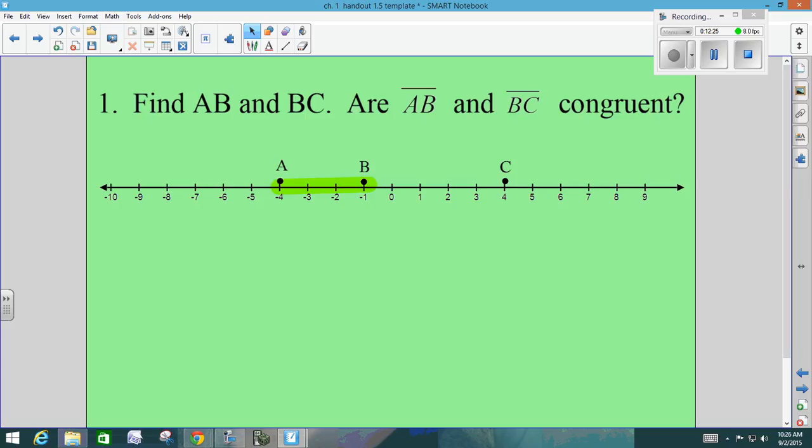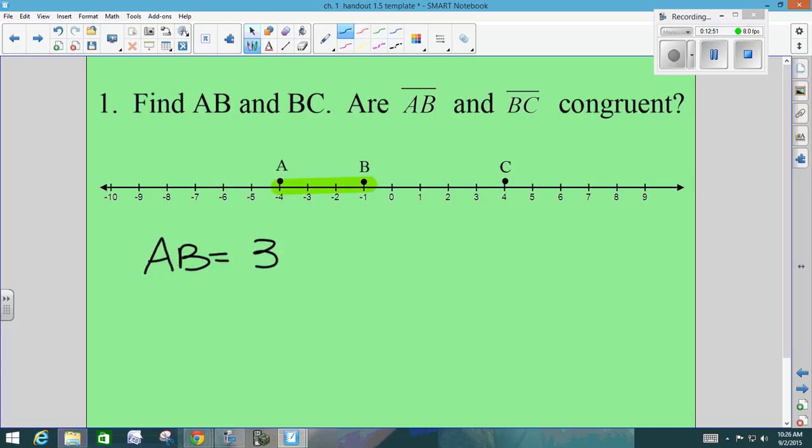Are we done? What do I have to find about AB? The length of it. How do we know we have to find the length of it? Because there's no symbol above it. When there's no symbol above it, I'm talking about length, distance. Okay? I have to find the length of AB. How far is it from -4 to -1? 3. Good.